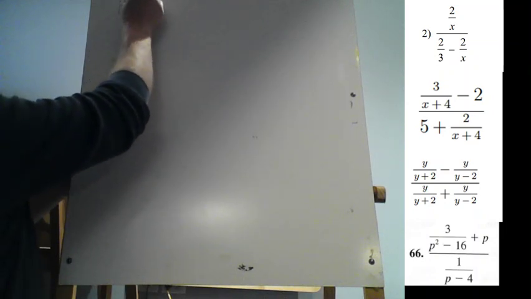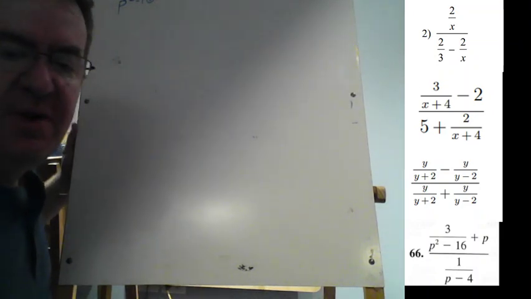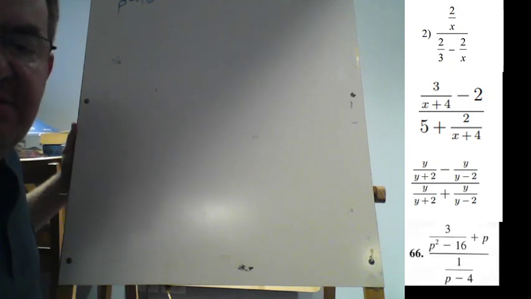3 over p squared minus 16. Right now there should be little bells going off in your head saying, wait a second, I know that.